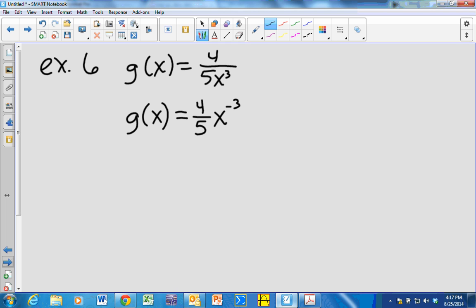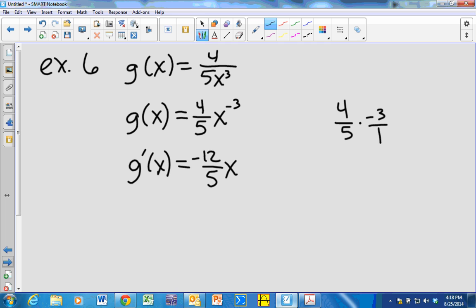Now you can apply the rule, and we have g prime of x, and you're going to multiply. So again, if you need to, over to the side in a little scratch area, do your 4/5 times negative 3 so that you can see what you get. And you're going to get negative 12/5 x, and then you're lowering the power by 1, so that's negative 3 minus 1, so that makes negative 4. And then again, there could be other ways to write it, but we're just going to leave it until we know what we're doing with it.